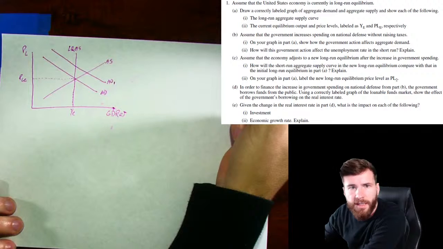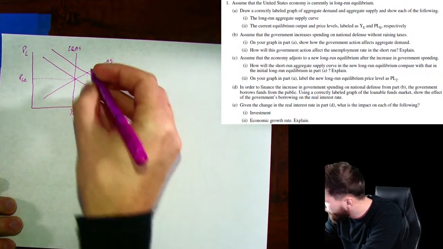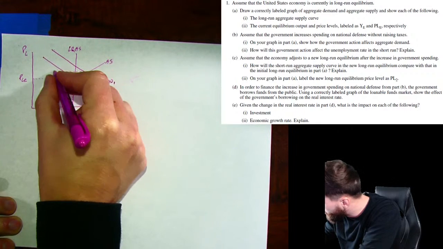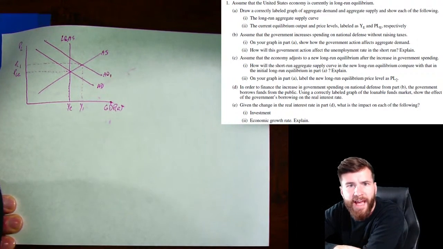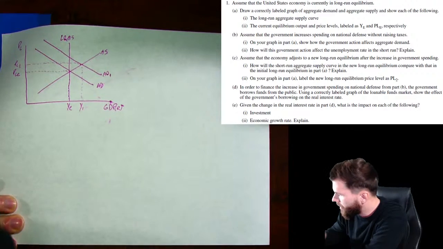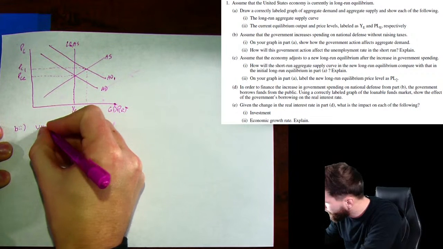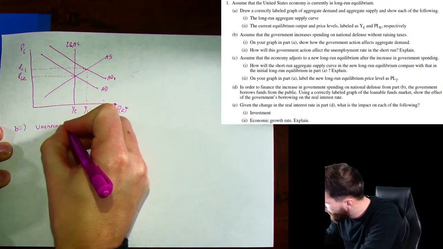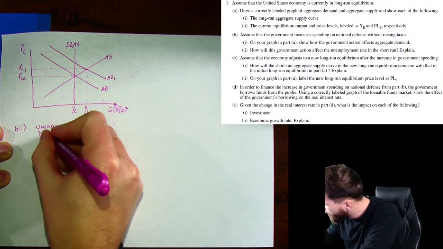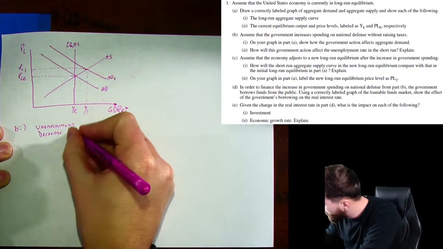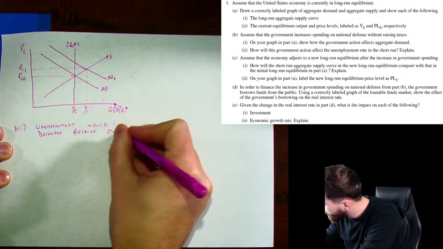That's 1 point. It doesn't say label it, but I'm going to still label other things. I'm going to label this Y1. And I'm going to label this PL1. And then it says, how will this government action affect the unemployment rate in the short run? I would write that unemployment would decrease because output increases. That's it.